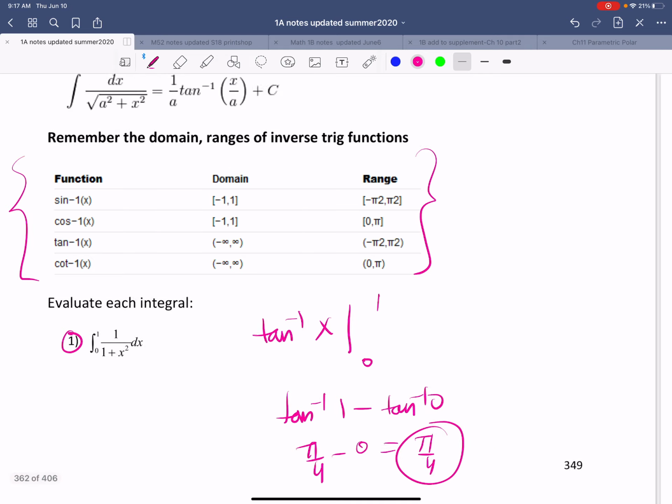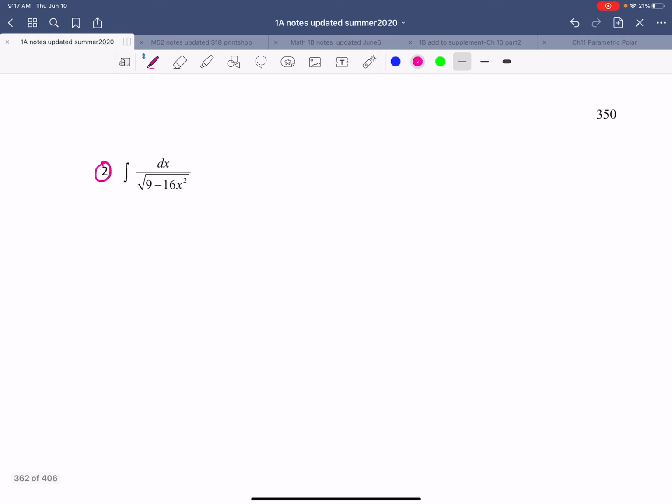Now let's check out a couple more examples involving inverse trig function number 2. Here I'm going to try to utilize a u substitution, but before that, I'm going to pull out a 3, the square root of 9, from the square root.